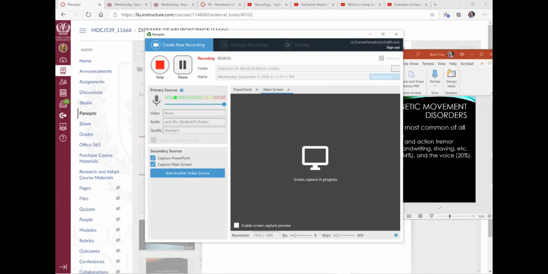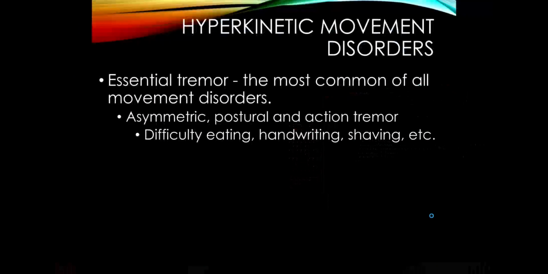All right, our lecture today is on movement disorders again, but this time with a focus on the hyperkinetic movement disorders. In contrast to hypokinetic, where everything looks like Parkinson's disease, right? You've got Parkinson's disease and Parkinsonism. But in hyperkinetic movement disorders, the movements are excessive, involuntary. The patients aren't slowing down and having a poverty of movement.